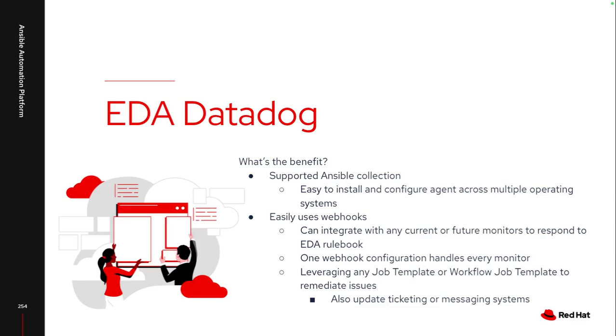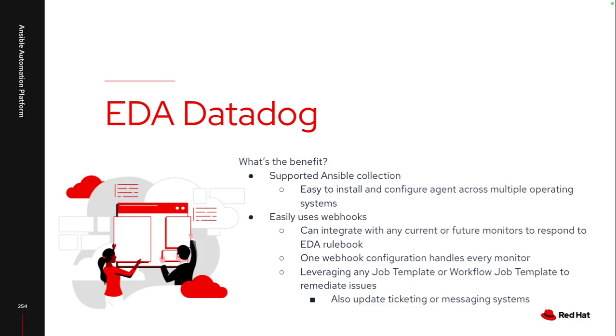On the Datadog side of things, I just need to create one webhook configuration, pointing to the event-driven Ansible controller endpoint that I had set up. And then I can add it to as many or as few monitors as I have set up in Datadog. So if I only have two monitors, I only want to respond to one, I can just add that to that one single monitor, and that's it. So there's still a little bit of control over what monitors send to event-driven Ansible.